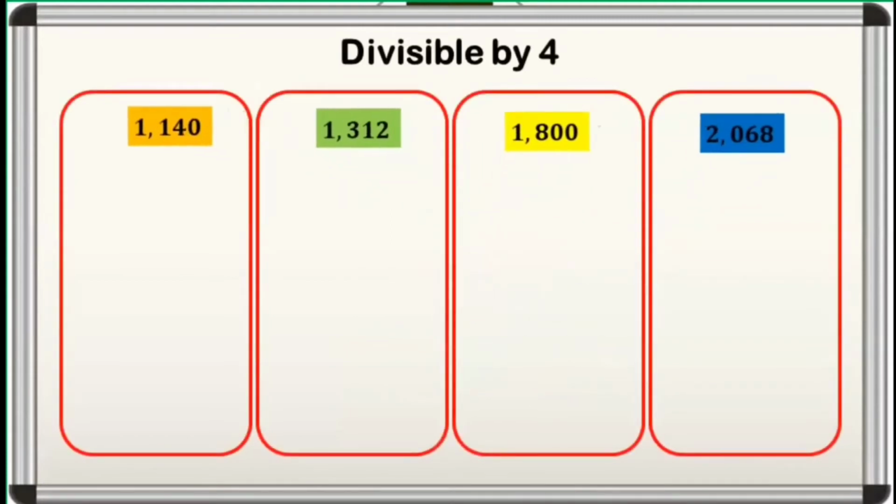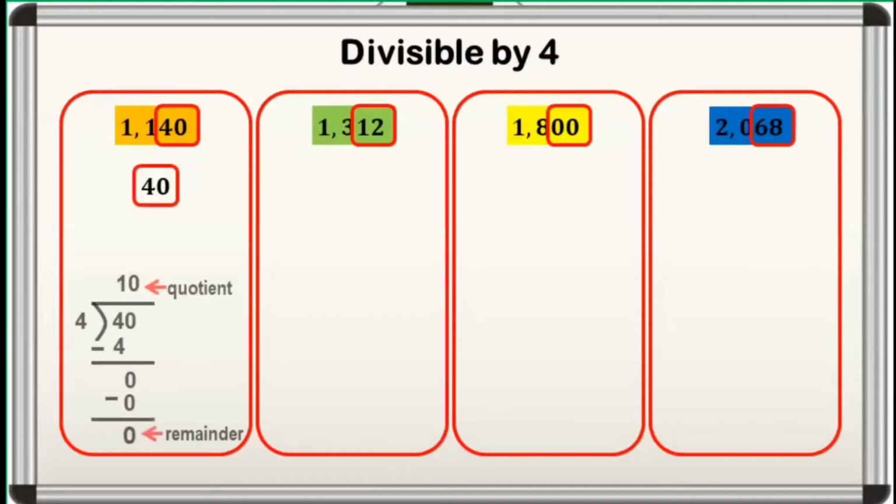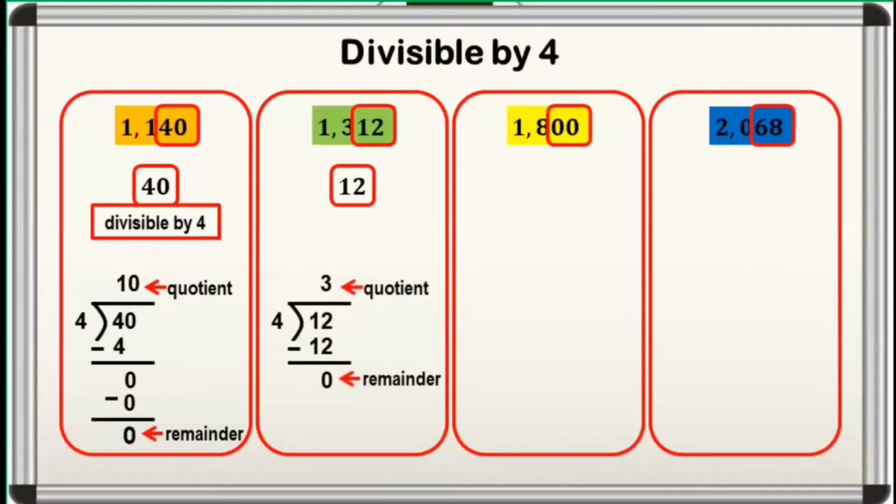I want you to focus on these 4 numbers that are divisible by 4. Observe the numbers being formed using their last 2 digits. For the first one, the number formed by its last 2 digits is 40. Dividing by 4, we get a 0 remainder. Hence, 40 is divisible by 4. For the second one, the number being formed by its last 2 digits is 12. Dividing by 4, we get a 0 remainder. Hence, 12 is divisible by 4.